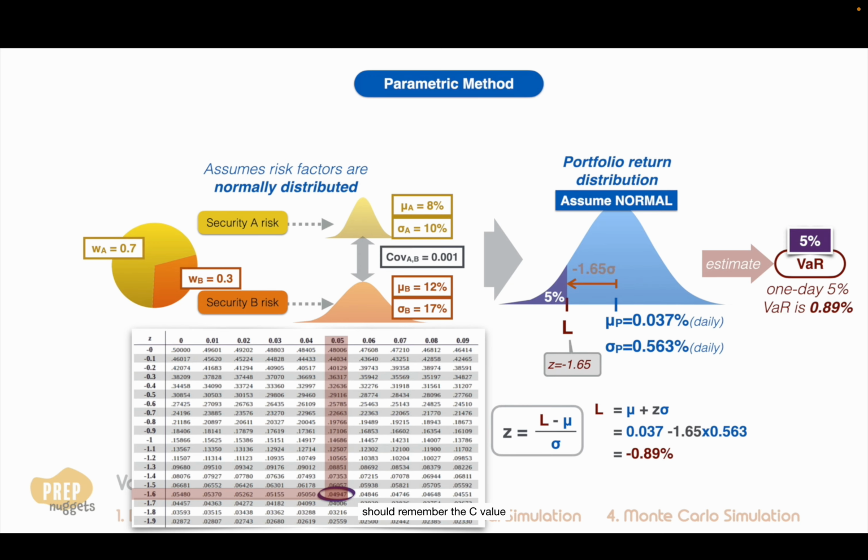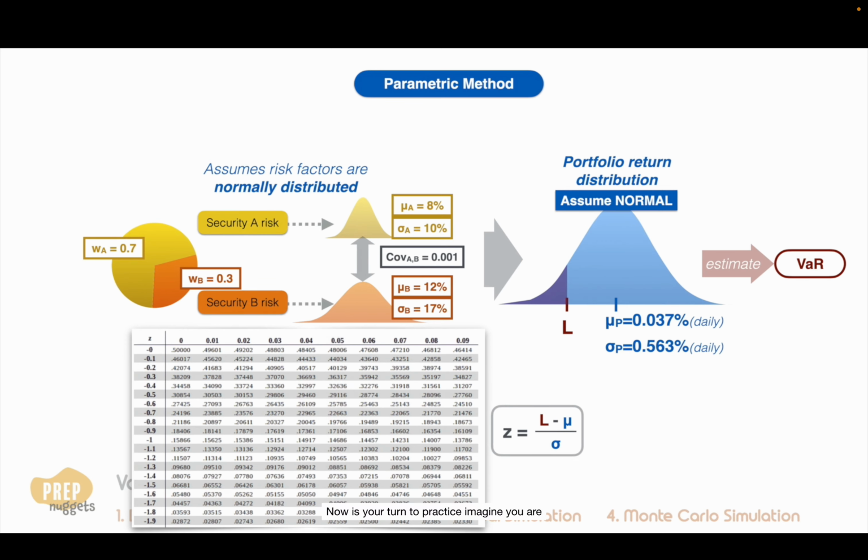You should remember the z-value of minus 1.65, which is frequently used as it is the z-value of 5% VaR. For other probabilities, you may need to consult the z-table. Now it's your turn to practice.